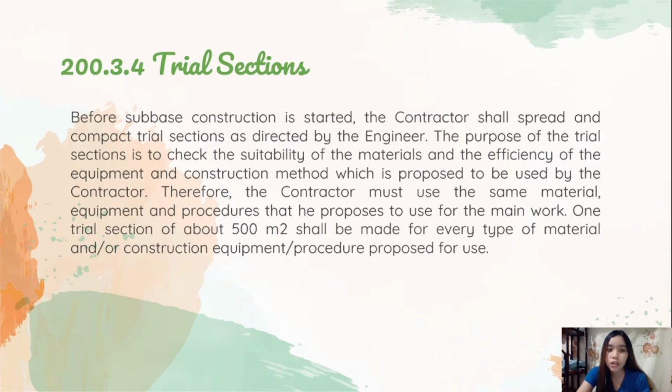If the trial section shows that the proposed material, equipment, or procedures, in the engineer's opinion, are not suitable for the subbase, then the material shall be removed at the contractor's expense, and a new trial shall be constructed. If basic conditions regarding the type of material or procedure change during the execution of the work, then new trials shall also be constructed.